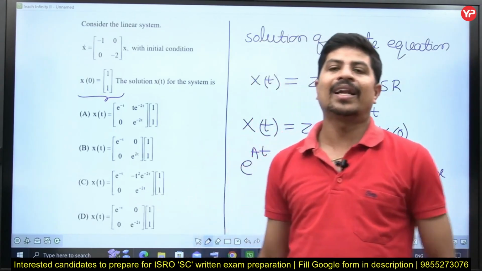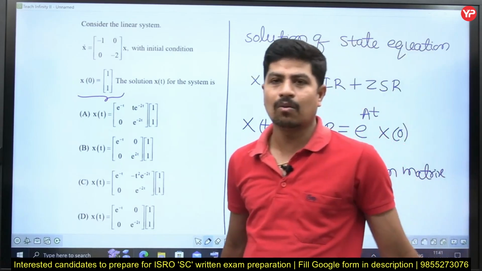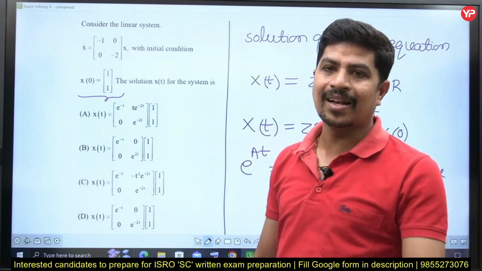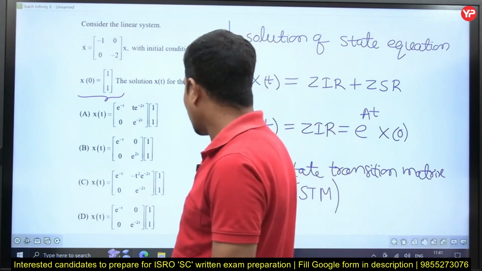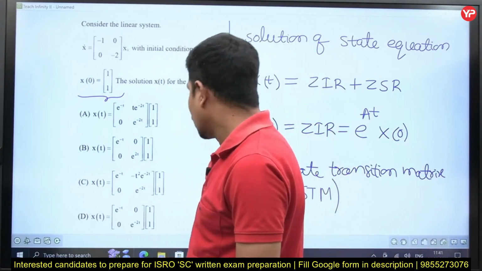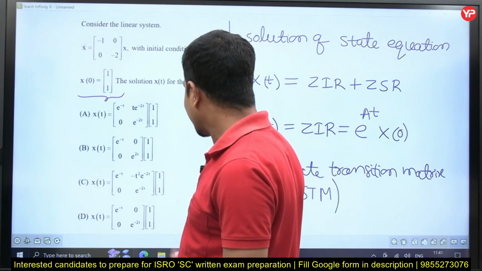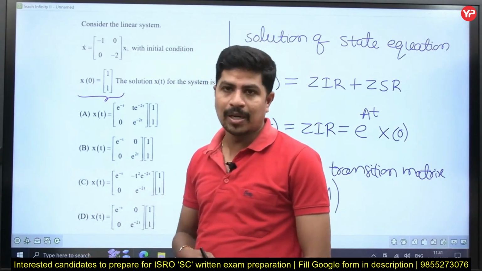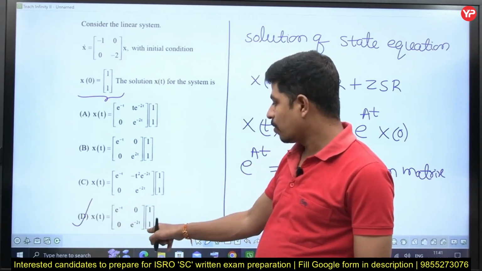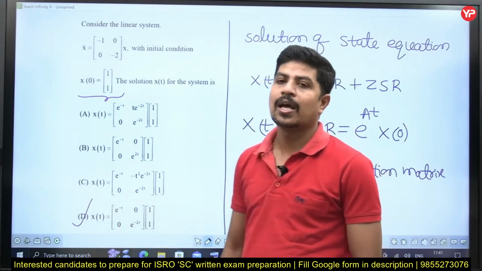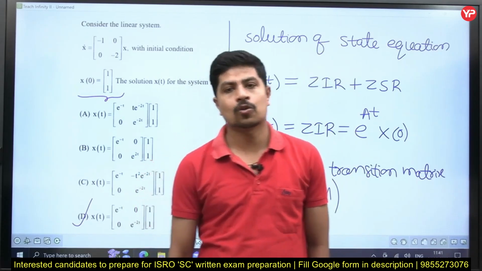ISRO is not allowing a calculator, therefore a calculator is not allowed. Most of the questions will be conceptual oriented rather than calculation oriented. If you observe which option is going to be correctly suitable, you do not even need to complete the multiplication. So the last option D, e power minus t, 0, 0, e power minus 2t, 1, 1, is the perfect option for the given question, right?